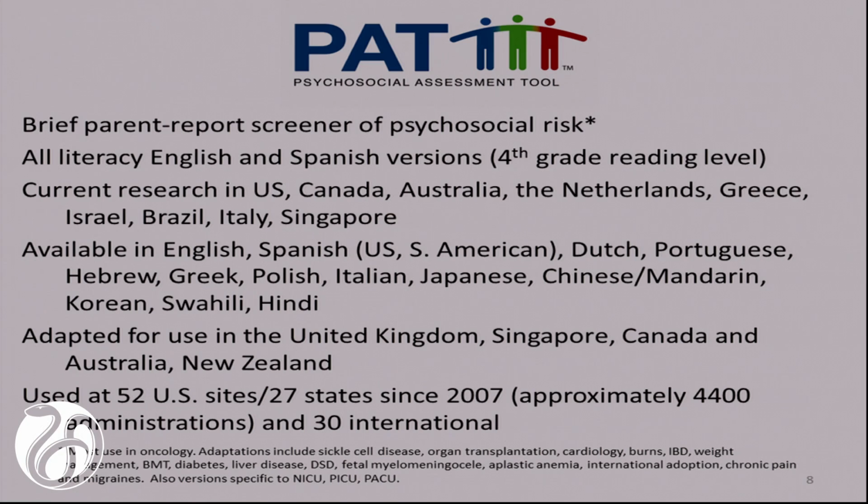Okay, so now let me tell you about the PAT, or the Psychosocial Assessment Tool. The PAT is a brief parent report screener of psychosocial risk. We have what we call all-literacy versions, which are at a 4th grade reading level, now in English and Spanish. There's been tremendous interest in the PAT, and there are research projects going on around the world. It's been translated into a number of different languages, adapted for other English-speaking countries, and, importantly, used at 52 sites in the United States right now, 27 states, and 30 international. Most of these uses are in oncology, although there are adaptations out there for other diseases as well.